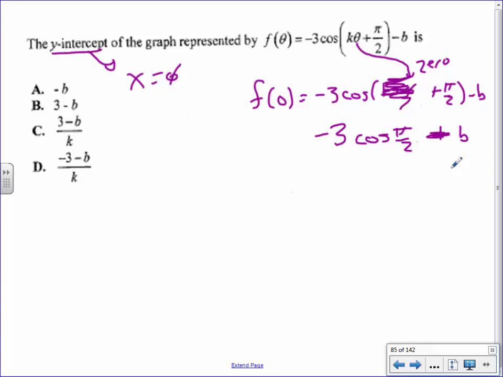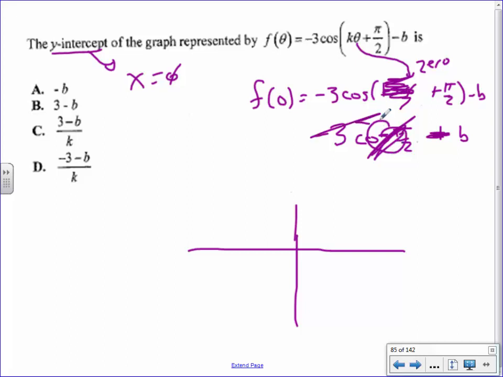What's cosine of pi over 2 going to be? Pi over 2 is 90 degrees. Are we okay with that? What's cosine of 90? You can use this thing right here. Here's cosine. Cosine of 90 is 0. You can even just look at your little manipulator. So if cosine of 90 is 0, then negative 3 times 0 is 0. So that's all a wash. So what's your y-intercept? Negative b, which is A. Isn't that clever?